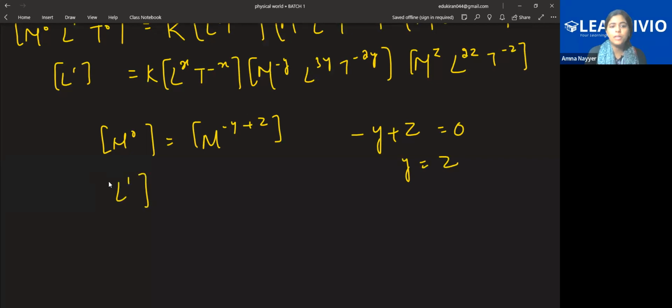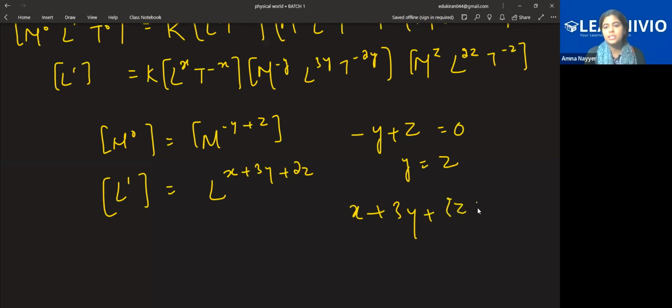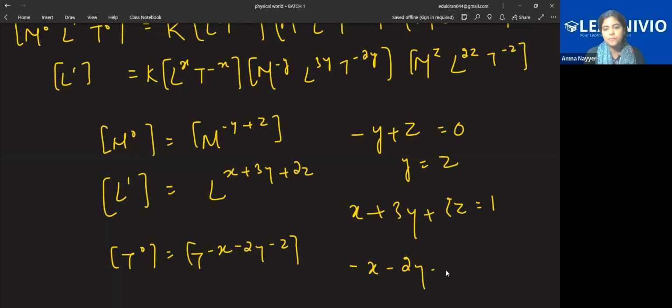Come to length. L to the power 1 we have. This is L to the power x plus 3y plus 2z. So x plus 3y plus 2z is equal to 1. Lastly, we have time. This is t to the power minus x minus 2y minus z. So it means minus x minus 2y minus z is equal to 0.